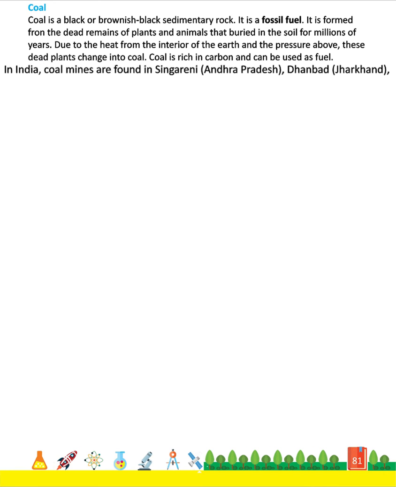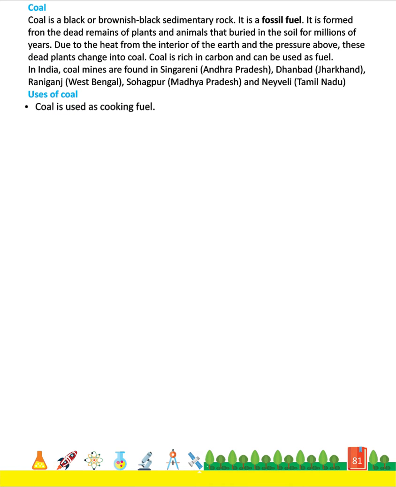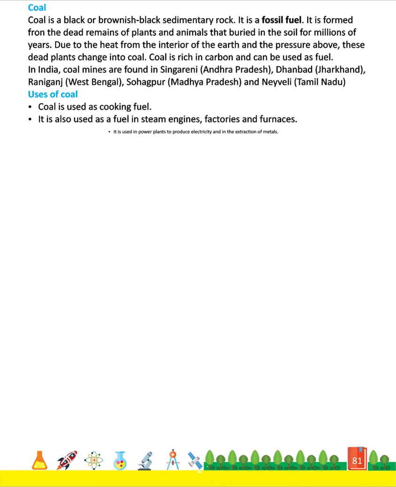In India, coal mines are found in Singareni, Andhra Pradesh, Dhanbad, Jharkhand, Raniganj, West Bengal, Sohagpur, Madhya Pradesh, Neyveli, Tamil Nadu. Uses of coal. Coal is used as cooking fuel. It is also used as a fuel in steam engines, factories and furnaces. It is used in power plants to produce electricity and in the extraction of metals.